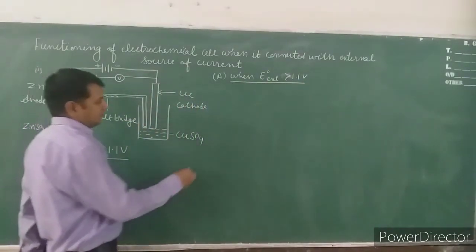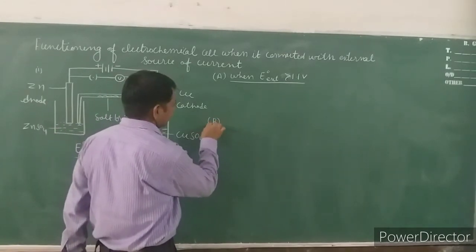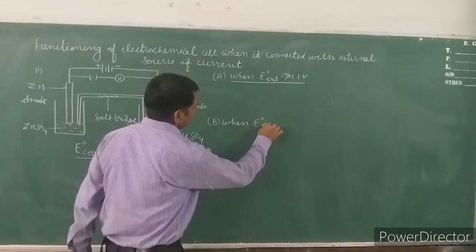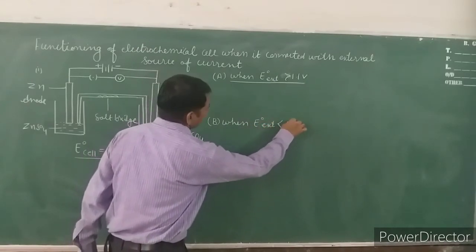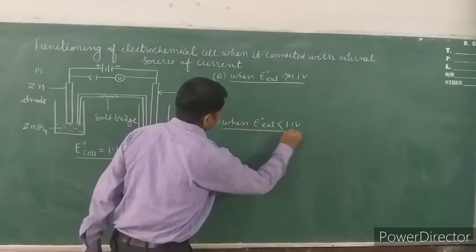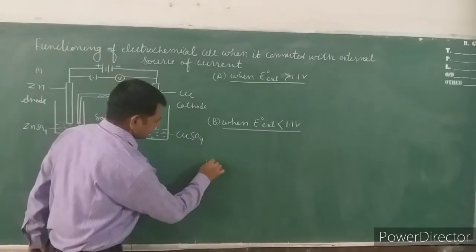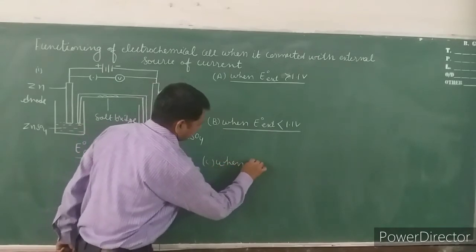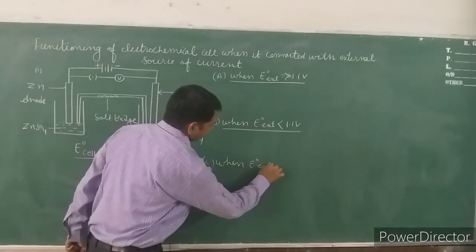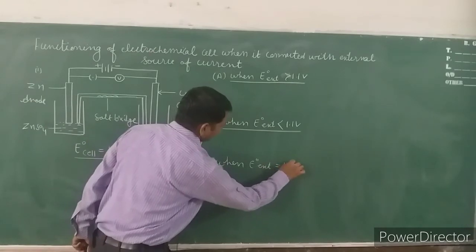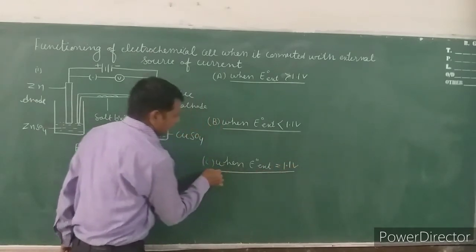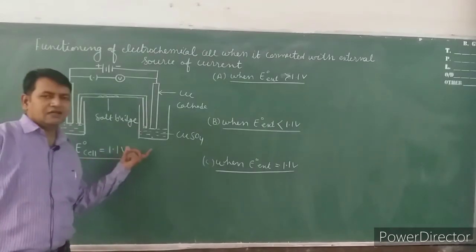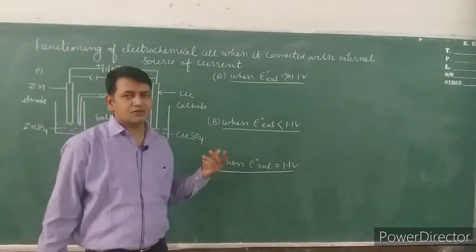The second condition is when E standard external is less than 1.1 volt. And the third condition is when E external is equal to 1.1 volt. We have to deal with three conditions when we connect an electrochemical cell with the external source of battery.